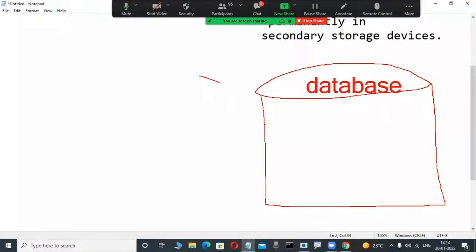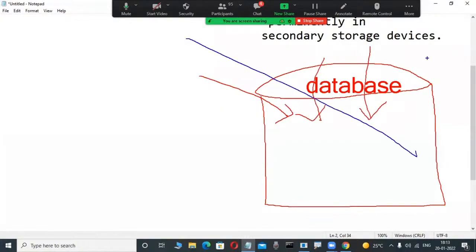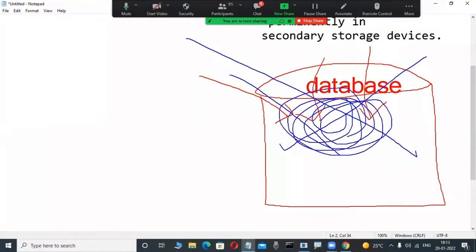Suppose here we are storing a random collection of data, we are thinking. That is absolutely wrong. Actually, Oracle, SQL Server, DB2, Sybase, Informix, Ingres, Teradata, these types of databases do not store a random collection of data. These databases only store a structured collection of data.